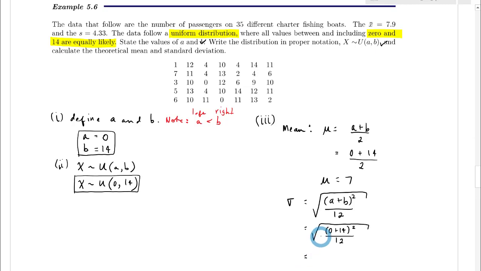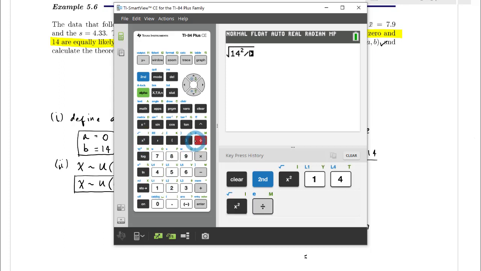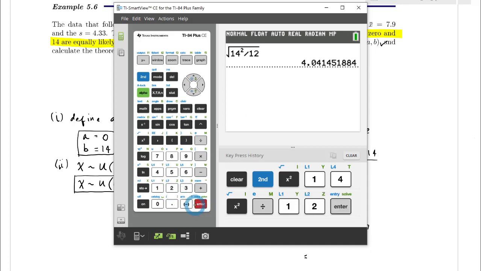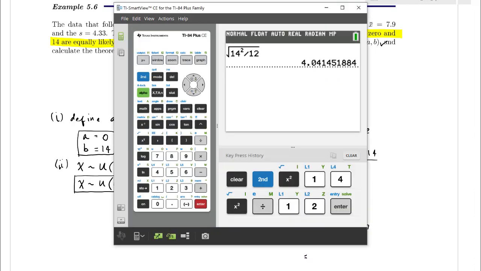well, we could do this, 14 squared. So let's do the square root of 14 squared divided by 12. That's 4.041.